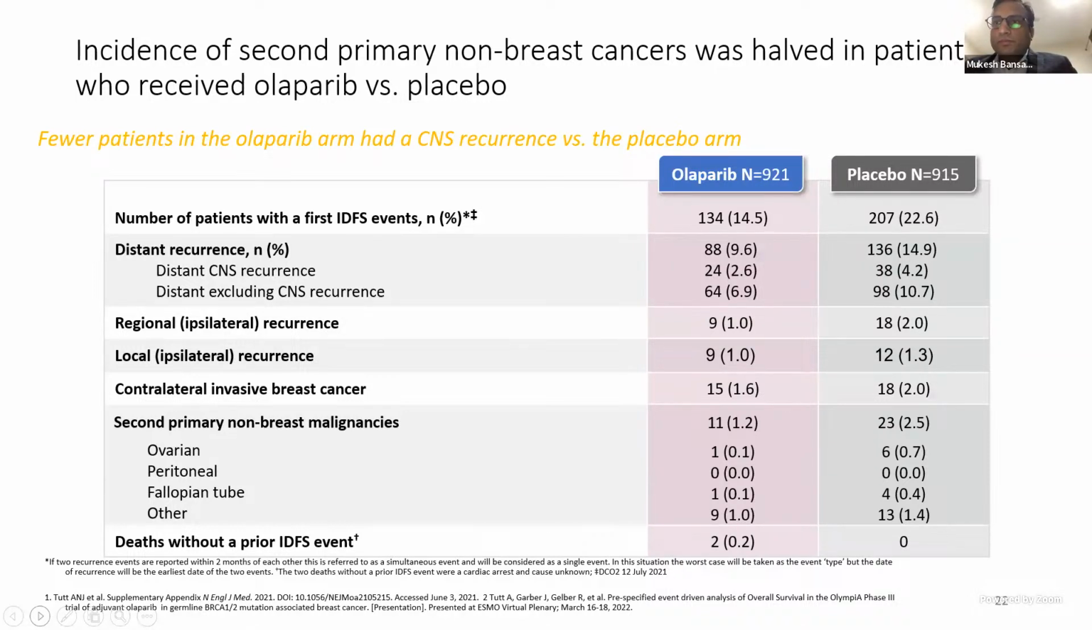Coming to the distant recurrence, around 2.6% of patients experienced CNS recurrence in the olaparib group compared to 4.2% in the placebo group. If we see the second primary non-breast malignancies like ovarian, peritoneal, or fallopian, 9 patients in the olaparib subgroup had a second primary non-breast malignancy, and 13 patients in the placebo group. If we see the ovarian, only 1 patient experienced ovarian malignancy, while 6 patients experienced it in the placebo subgroup, showing olaparib may have a benefit on second primary malignancy also.